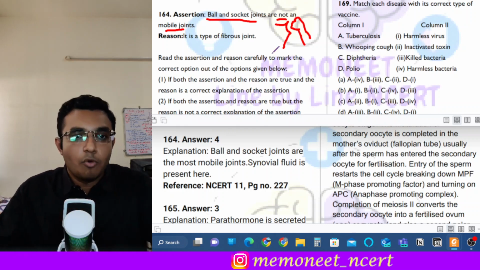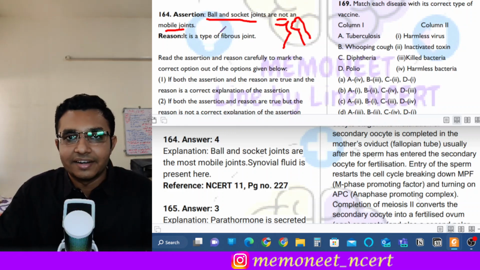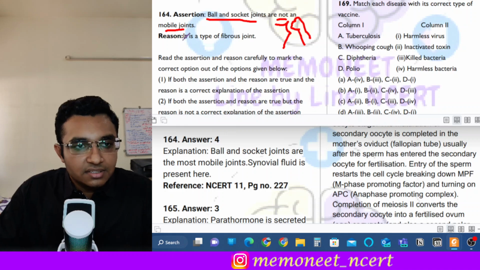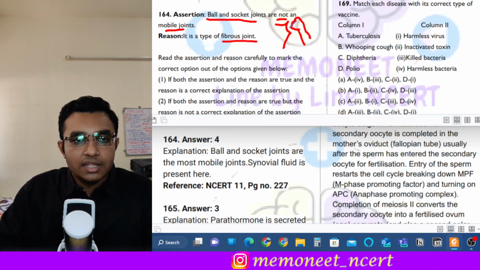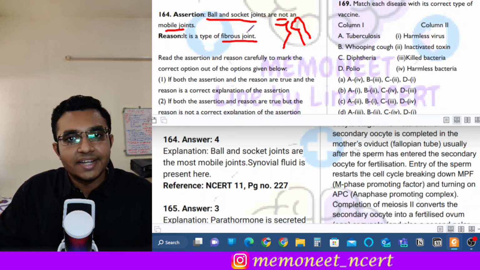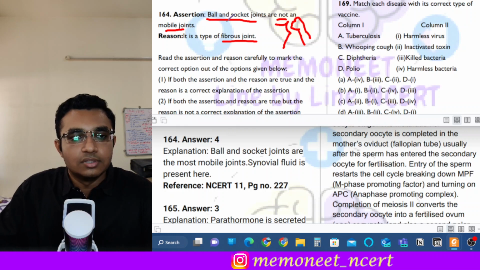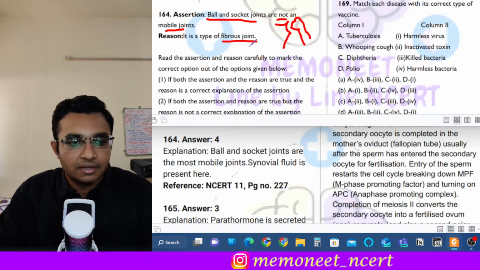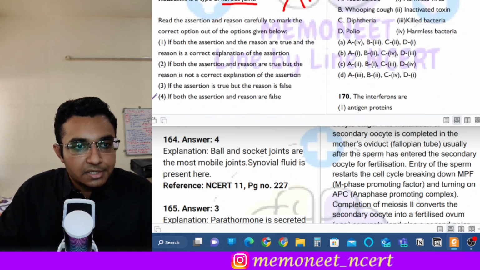So it is a mobile joint, so the assertion is incorrect. And the reason is, it is a type of fibrous joint. Now see, the ball and socket joint is not a type of fibrous joint. Ball and socket joint is a type of synovial joint. So the reason given here is also incorrect. So the correct answer over here will be option 4, that both assertion and the reason are false.